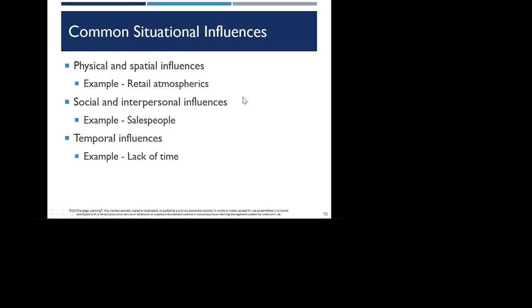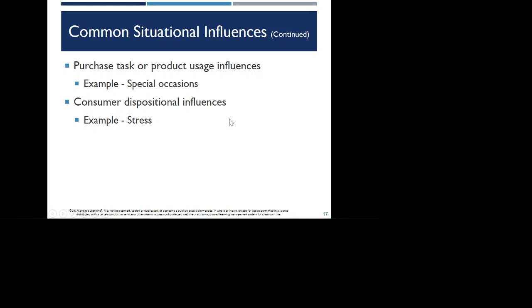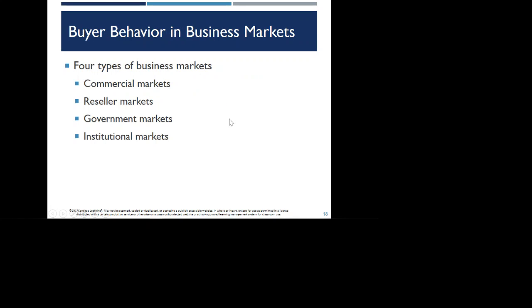So, examples of situational influences: you can see there how pretty the store is, the smells if it's a food restaurant come into play. Salespeople definitely come into play. Lack of time, we've talked about. These are some other things as well.